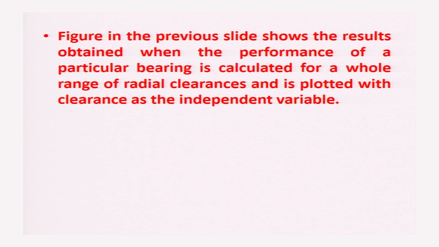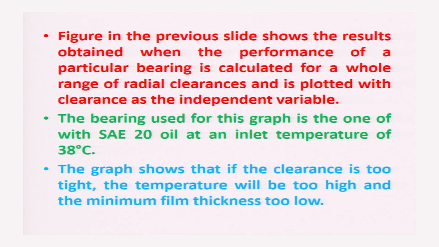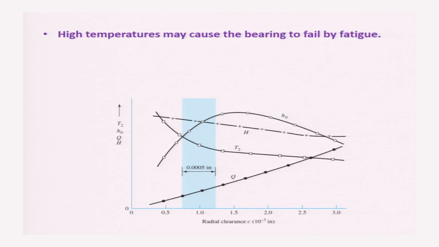Now, the figure in the previous slide shows the results obtained when the performance of a particular bearing is calculated for a whole range of radial clearances and plotted with clearance as the independent variable. The bearing used for this graph is the one with SAE 20 oil at an inlet temperature of 38 degrees centigrade. The graph shows that if the clearance is too tight, the temperature will be too high and the minimum film thickness too low. High temperatures may cause the bearing to fail by fatigue.